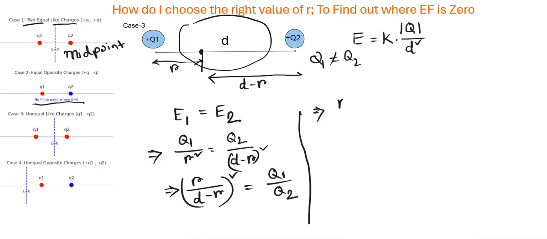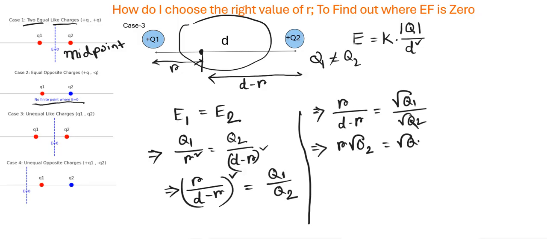So r over d minus r equals square root of q1 over square root of q2. So r times square root of q2 equals q1 multiplied with d minus r.